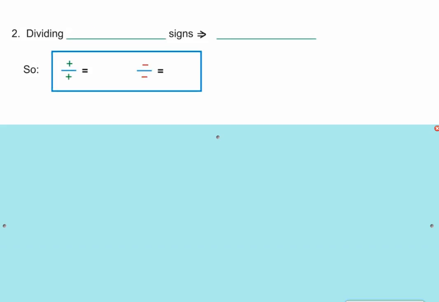All right, dividing like signs. And just like in multiplication, in this case, the quotient has to be positive or negative. Positive. Are you positive? Yes. All right, good, because it's not good to be negative. All right, positive.